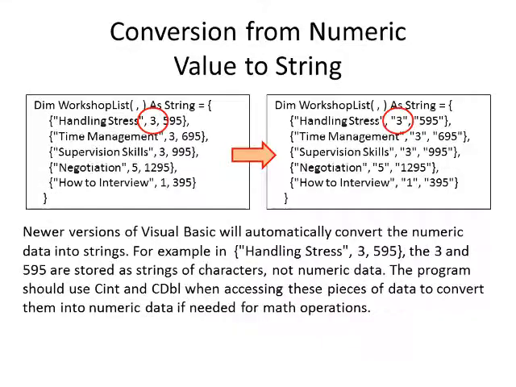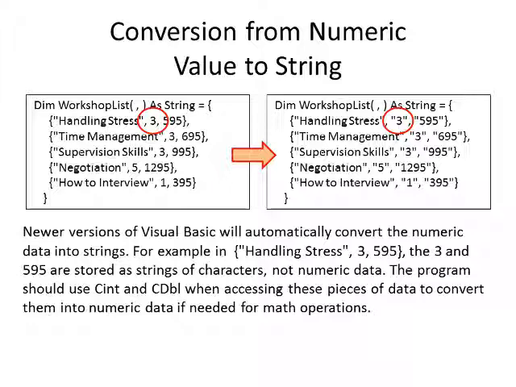One of the nice things about the newer versions of Visual Basic is when we declare an array of strings, we can put something in the declaration that's not even a string, for example an integer, and Visual Basic will actually go and convert that integer into a string for us. We can use a shortcut version when we're declaring the first item in the list. I could use a shortcut way of defining the data for the array. For the first item, I could have open curly brace, quote, handling stress, quote, comma, 3, comma, 595, close curly brace, comma, and then keep going on and defining the rest of them.